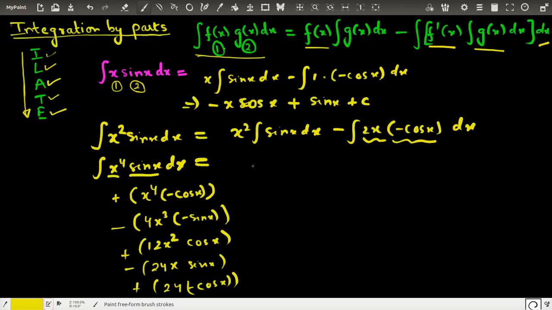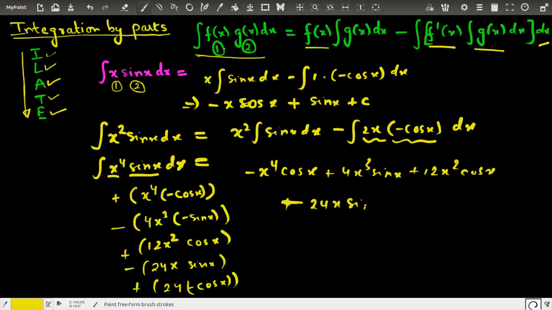So for this you can verify that the answer would be: the first bracket is minus x to power 4 into cos x; minus minus becomes plus, so it becomes 4x cube into sin x. The third bracket is plus, we have 12x square into cos x. The fourth bracket, it's a minus sign, so it is minus 24x into sin x. And then the last one, the minus sign is there, which is 24 into cos x, and universally we put the constant of integration.